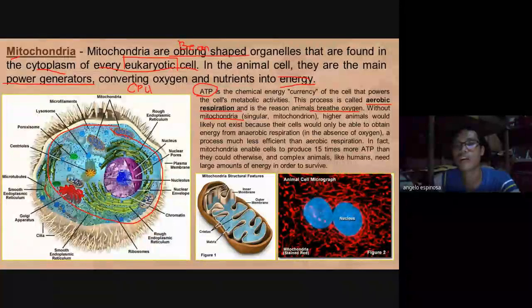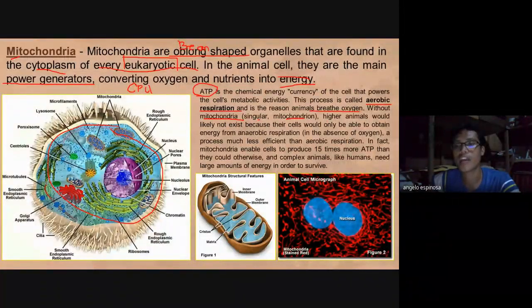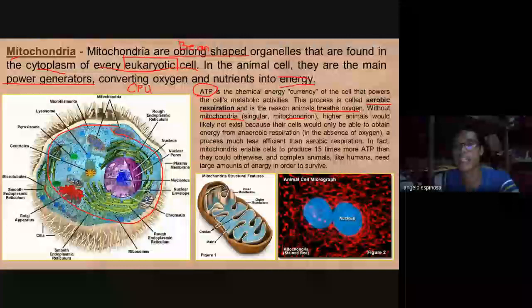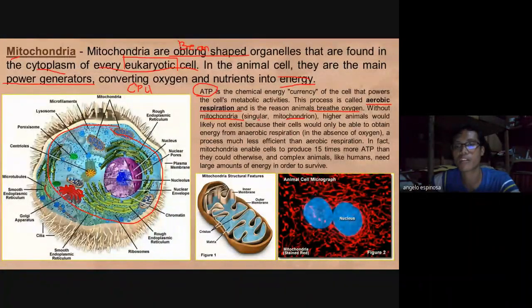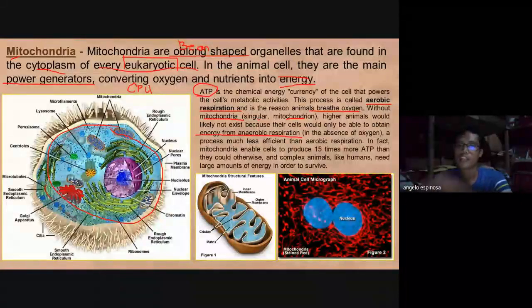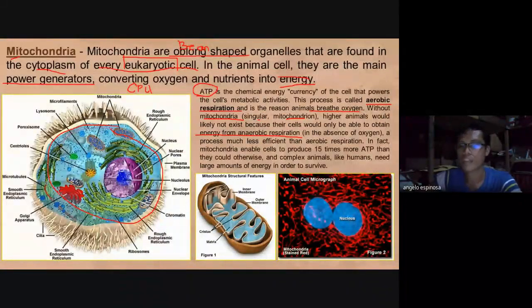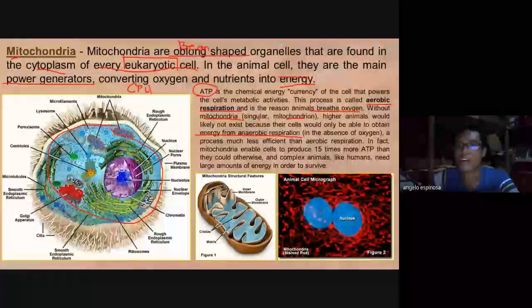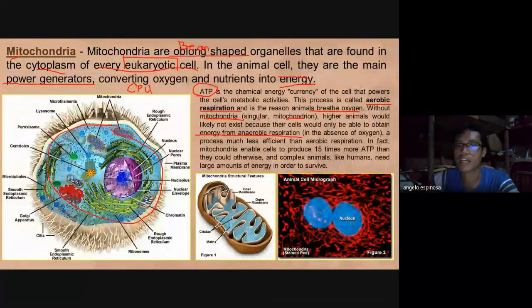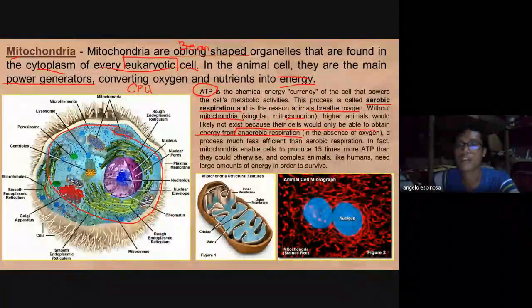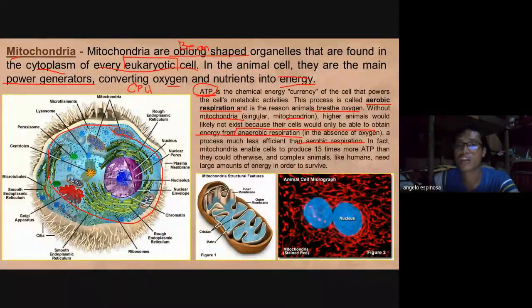Without mitochondria, higher animals would likely not exist because their cells would only be able to obtain energy by anaerobic respiration. Tao, aerobic yung tao. In the absence of oxygen, that is anaerobic respiration, a process much less efficient than aerobic respiration. So pag sabi mong ATP, that is the conversion of oxygen and nutrients into energy by mitochondria.